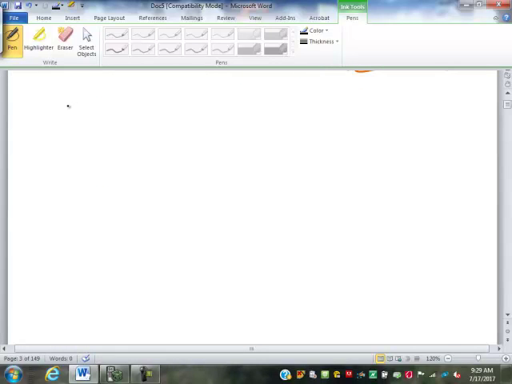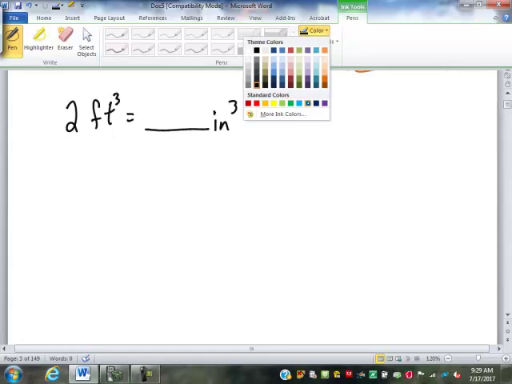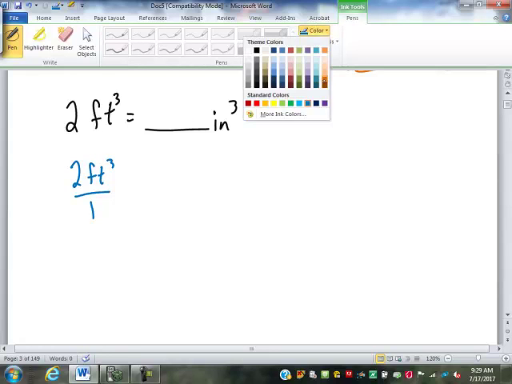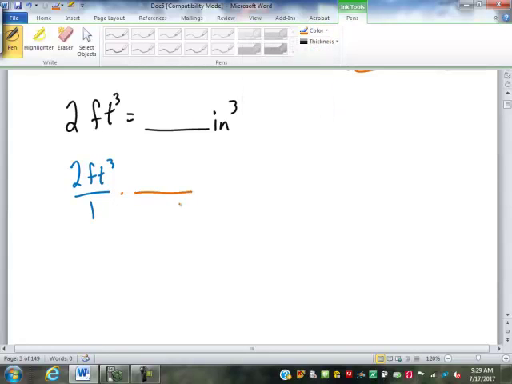Or we might have 2 cubic feet going into cubic inches. So the cubic feet have to be on bottom so they cancel out. Cubic inches on top. Now we know the feet are larger units. That's going to be our 1. But how many cubic inches are in a cubic foot?